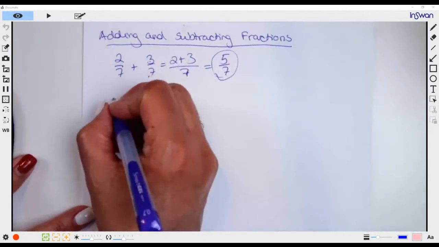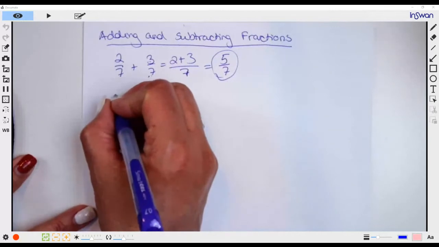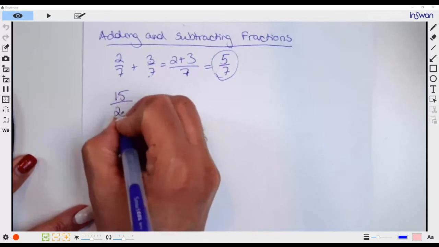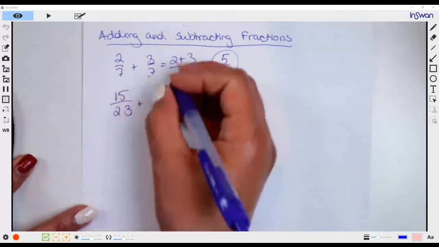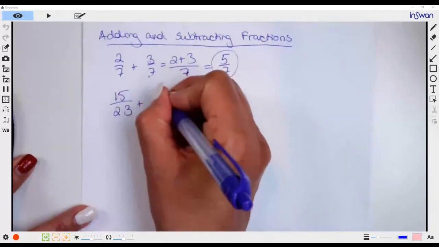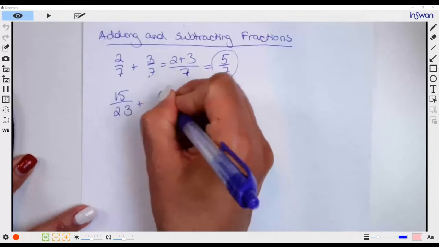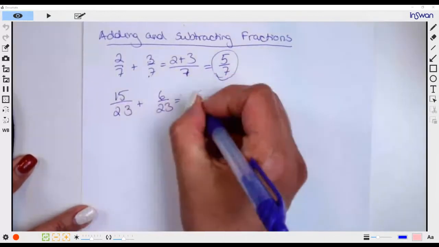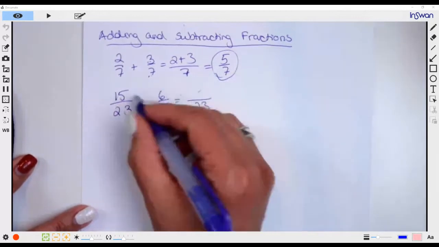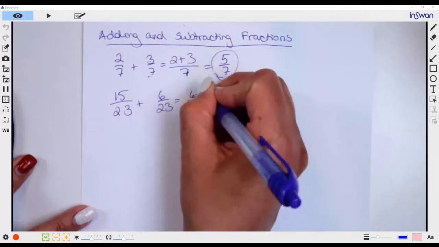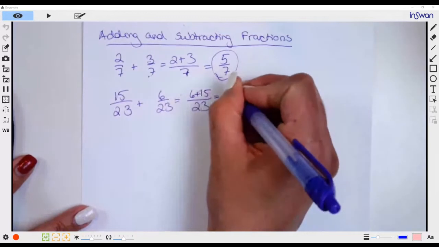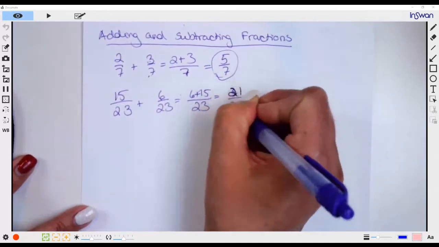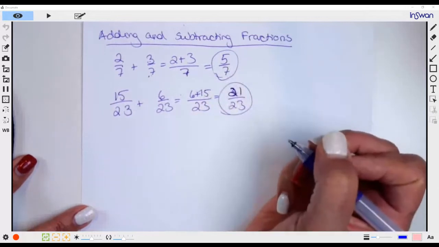So if we do, for example, 15 over 23 plus 6 over 23, again, what we do is we leave that 23 just like it is, and we do 6 plus 15 up on the top, and we get, well, not 31, 21 over 23, and that would be our answer.